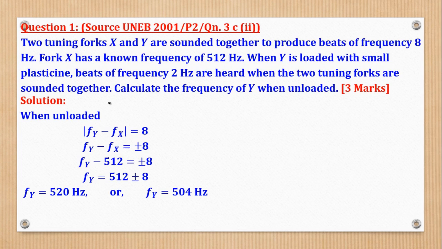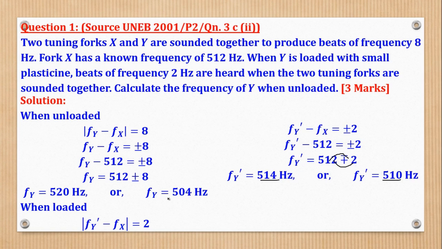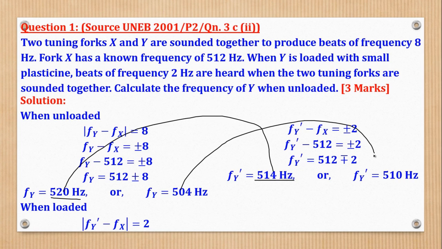You get two values. Then when loaded, beat frequency became 2. Therefore, remove the magnitude sign to come up with plus or minus. Substitute for Fx, take this one this side to come up with this. So this is supposed to be plus or minus, not minus plus, just plus minus. So there are two values. This plus this gives you 514. This minus this gives you 510. So this one corresponds with this, and this one corresponds with this.